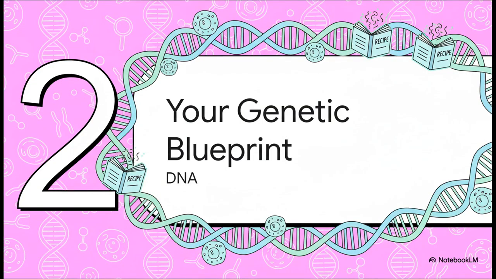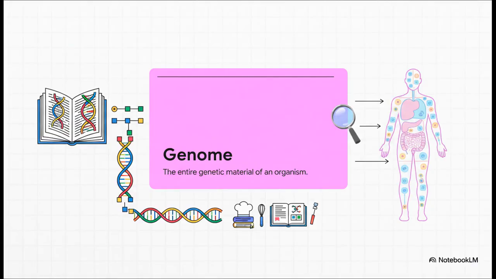Now, when we keep saying passing on information, what are we really talking about? We're talking about DNA. Honestly, the best way to picture it is like a master recipe book for building a living thing. Let's break that down. Your genome, that's the entire recipe book, the whole shebang. Every single instruction needed to build and run you is in there. It's the complete set of instructions.